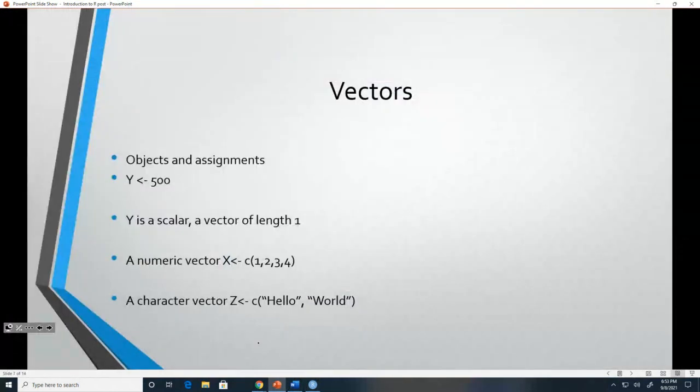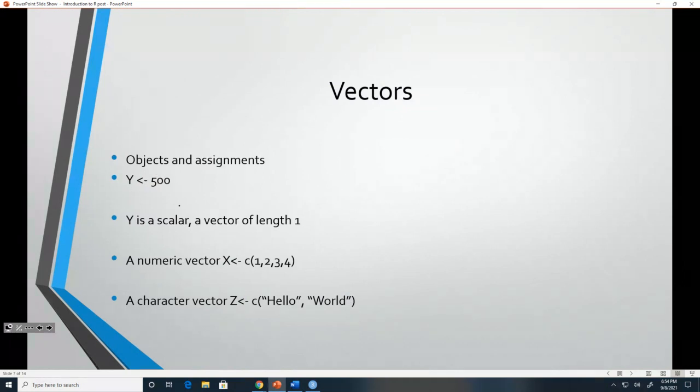Another important thing we're going to be working with over the next 9 months or so is vectors and matrices and data frames. So we'll go over what those each mean. For a vector, we'll start with what a scalar is. It's a vector of length 1.